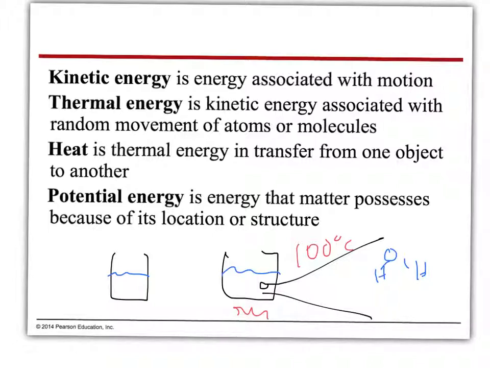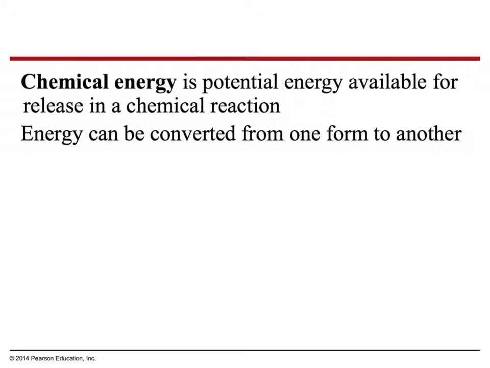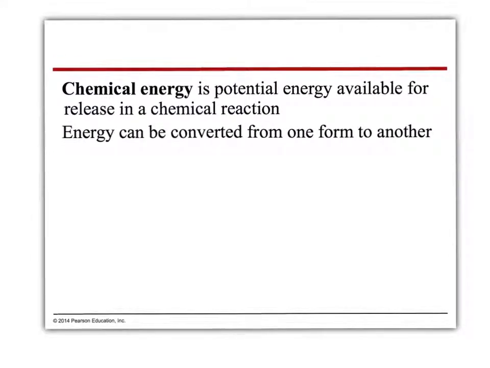Right? That is a change. That's potential energy based on its position, I'm higher up, or structure. Okay? I take a bunch of carbon atoms, oxygen atoms, and hydrogen atoms and structure them a certain way. I have glucose. Glucose has stored chemical energy, which is a form of potential energy. And here's your chemical energy: the potential energy for release in a chemical reaction. All right? Energy is converted from one form to another.